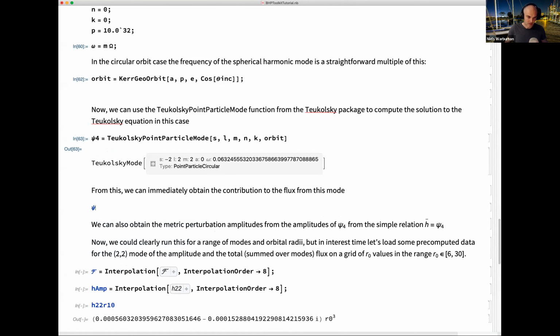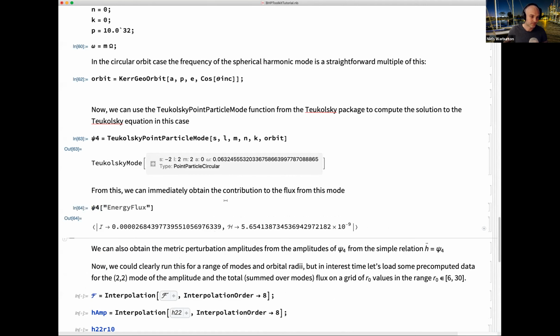Okay, so from Psi4, we can immediately get the energy flux, for instance. So that's the flux of radiation to infinity through scri plus, and the flux of radiation passing down into the black hole for this mode. And we'll just give that a name, F22R10. So the flux for the 2-2 mode.